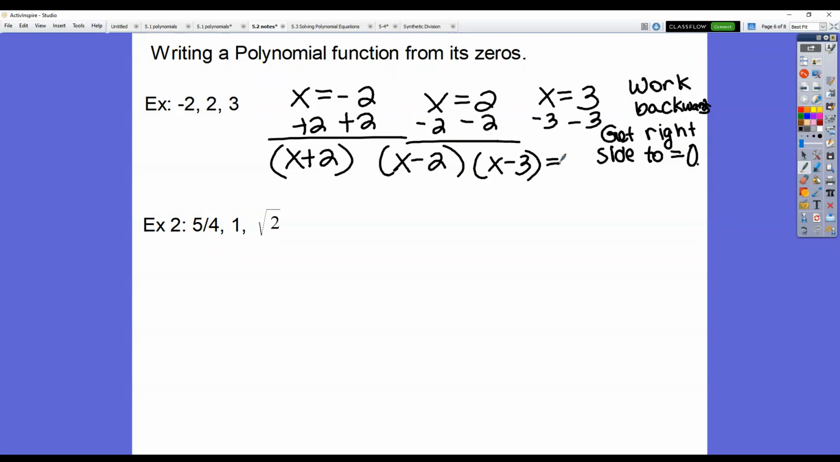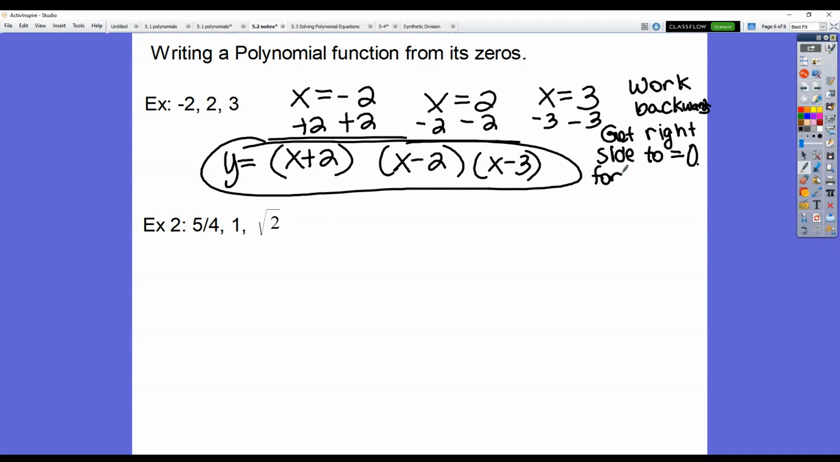And then you make sure, we're just going to put y equals here, because it's a function. So there you go. You work backwards. Notice how I wrote x equals -2, x equals 2, x equals 3. And I got each one of those to equal 0 for each factor.